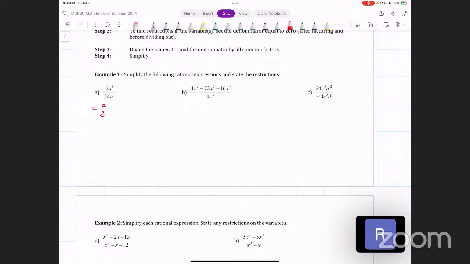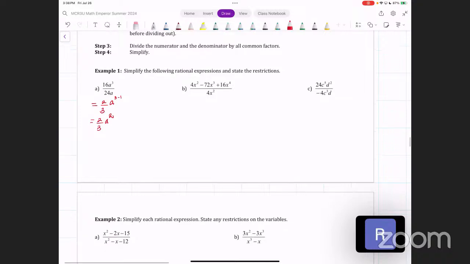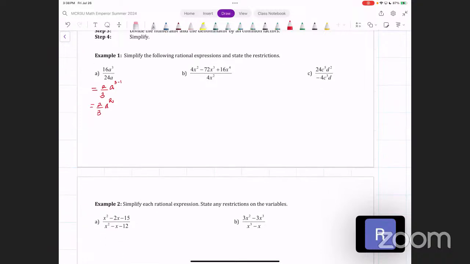Now, a cubed divided by a is going to be a to the power of 3 minus 1, which is a squared, so 2 over 3, a squared. Now, the question is, what is the restriction here? You see that I am dividing by a, isn't it? I divided by a. You cannot divide a number by 0. You see that? Are you seeing the first part?